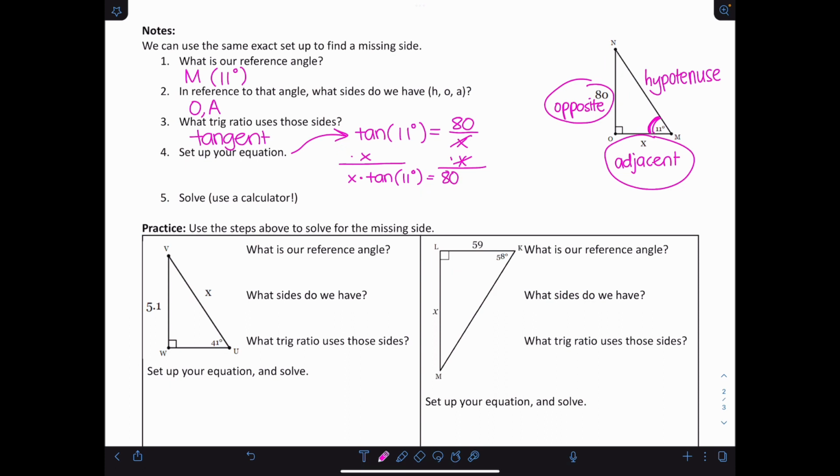Then finally, we want x by itself on the left. Right now it's multiplied by the tangent of 11. So to cancel that out, we will divide by the tangent of 11. Divide by tangent 11 degrees. So we now have x by itself on the left because these cancel out. And on the right, we have 80 over tangent of 11.